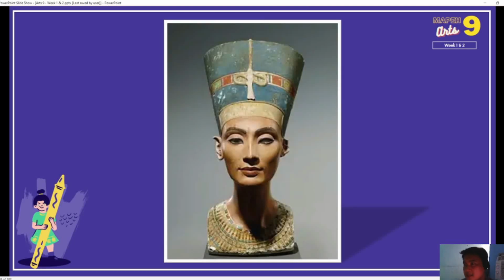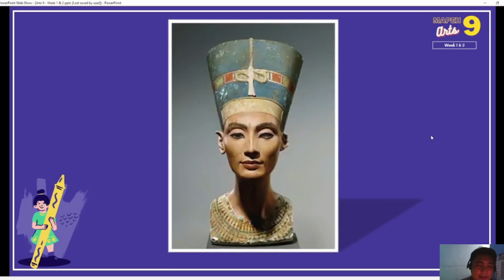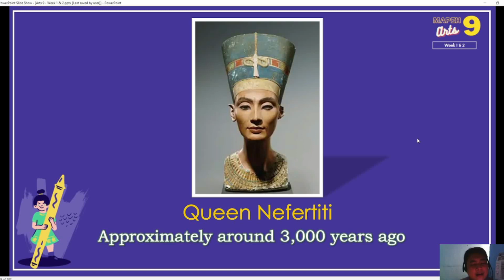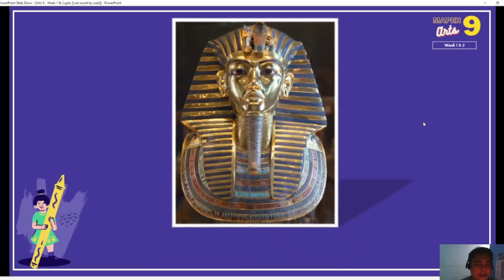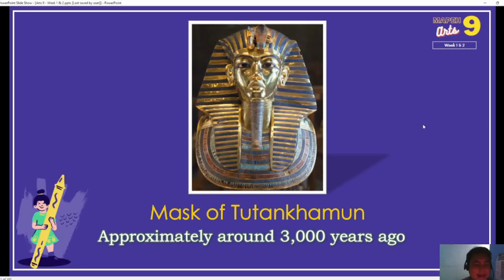For the Egyptian sculpture, we have here a very famous queen. This is Queen Nefertiti, approximately around 3,000 years ago. Look at the details. And one of the famous pharaohs in Egypt, so we have here the Mask of Tutankhamen, approximately at around 3,000 years ago as well.